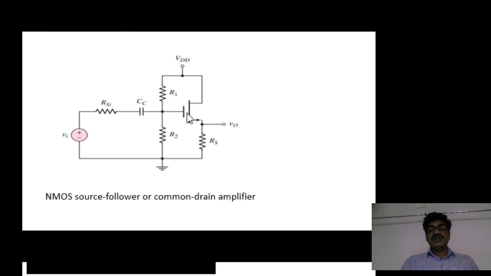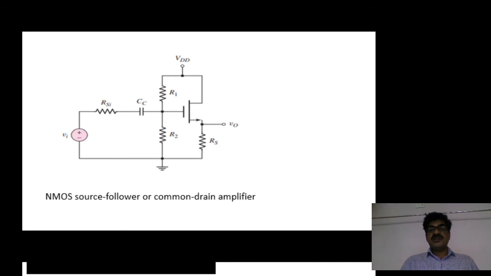Here also, in the circuit description, the MOSFET is for amplification purpose. R1, R2, RS provide biasing with the help of VDD, and RS also acts as the load resistance.